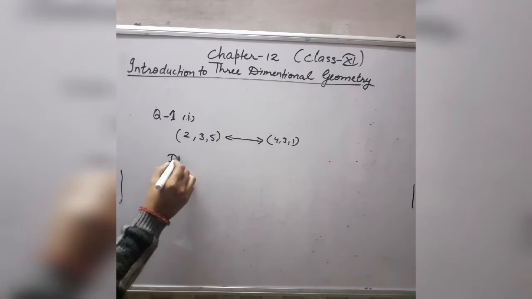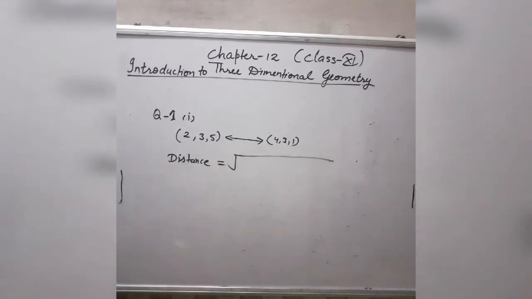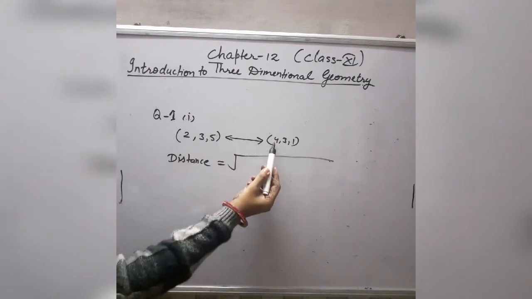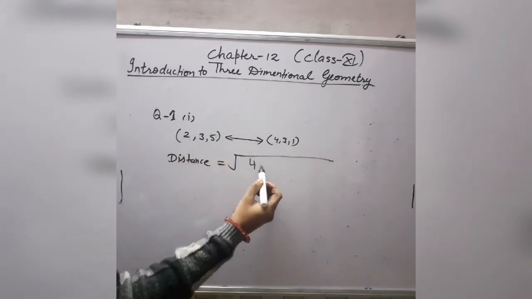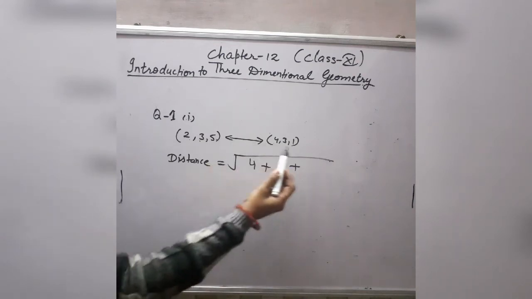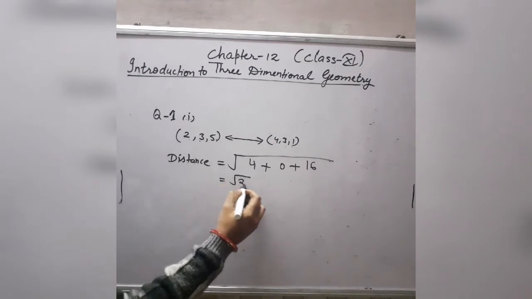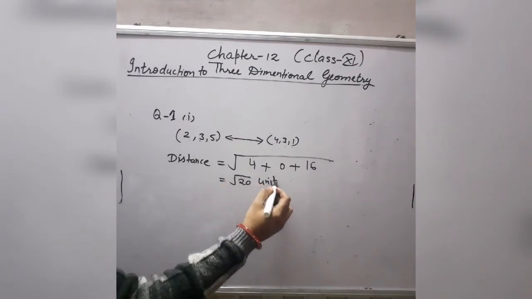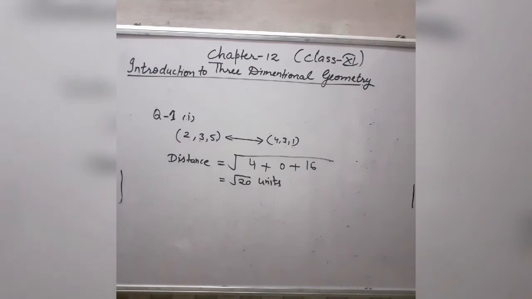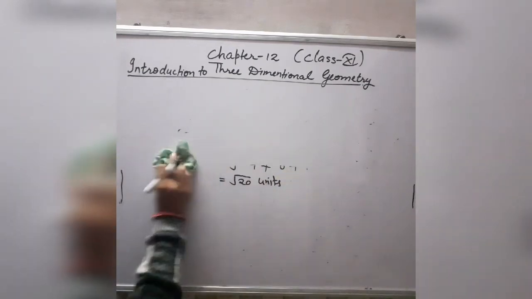So this distance, by using the distance formula, the distance between these 2 points is equal to: 2 minus 4 is minus 2, and square of minus 2 will be 4. 3 minus 3 is 0, square of 0 is 0. 5 minus 1 is 4, square of 4 is 16, and 16 plus 4 is 20. So root 20 units, this is the distance between the given 2 points. So the remaining 3 parts you will do yourself. This is a very simple chapter. Very easily you can do this chapter.